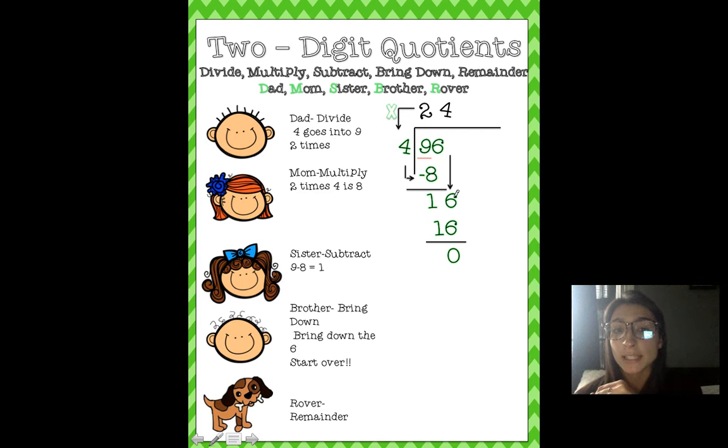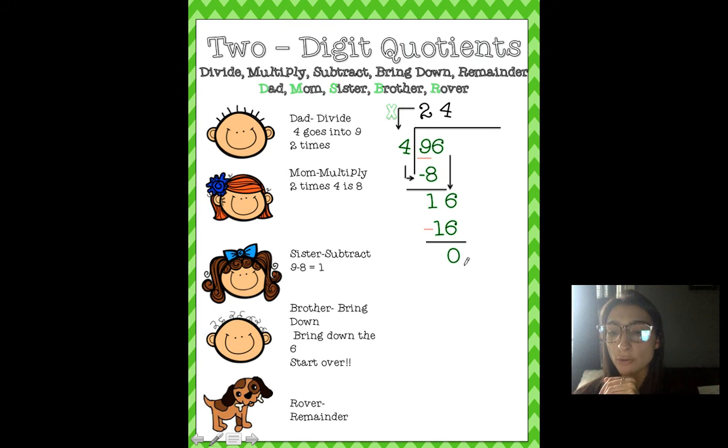You would have 16. Now you want to think, what number times 4 equals 16? Well, we know 4, 8, 12, 16. So 4 times 4 equals 16. You put our 4 above the 6. 4 times 4 equals 16. You subtract 16 minus 16 equals 0. So as you notice, when we brought that number down, we started all over again.